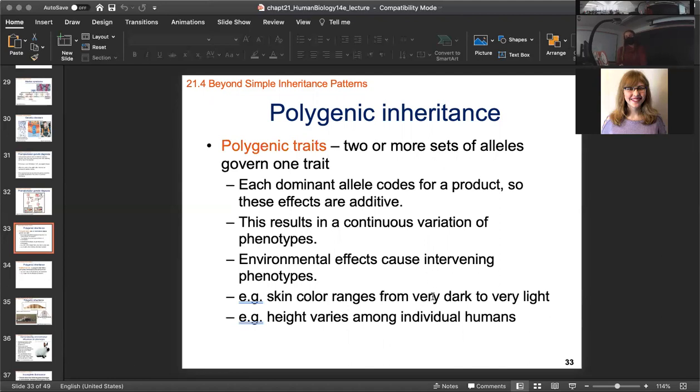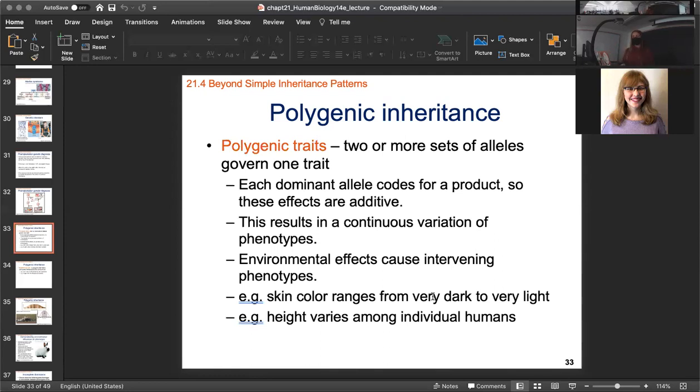Skin color ranges from very dark to very light, okay? You can also think of this kind of globally, right? Darker skin colors in the past have come from people who have ancestry closer to the equator, with a lot more sun exposure over time, okay?